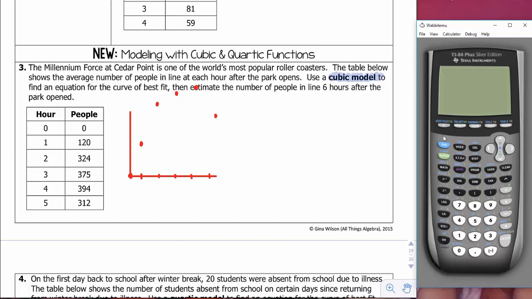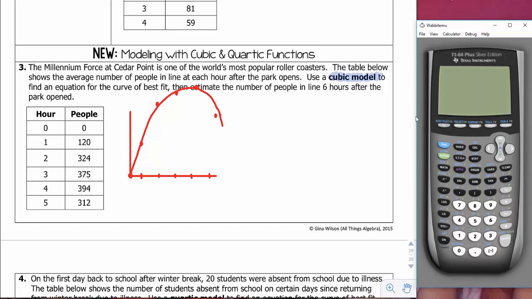When you have a cubic model, we're going to have maybe something like this, or maybe the model will come up here. I don't know. The nice part is the calculator makes it fit as best it can. The portion of the model we're going to look at is basically this piece, and it's going to model how many people are in that line throughout the day.